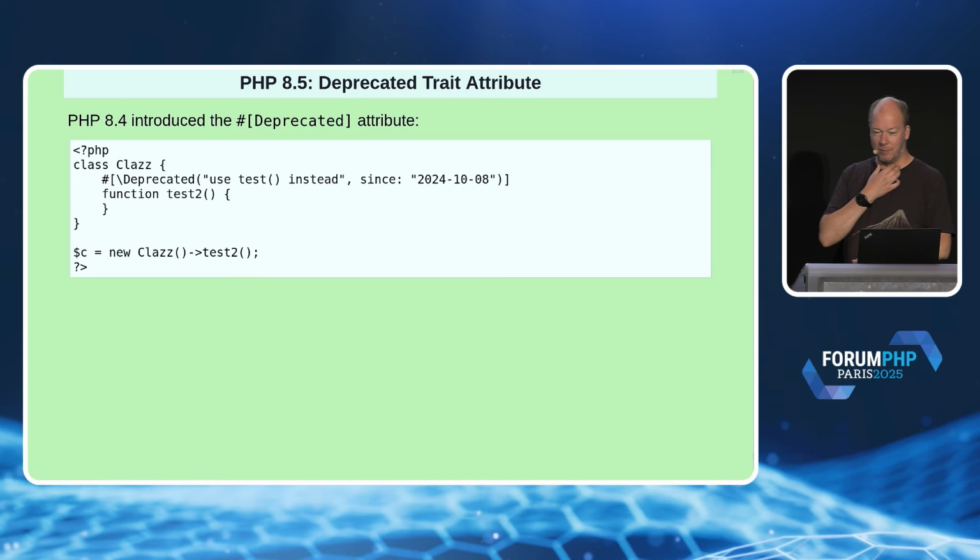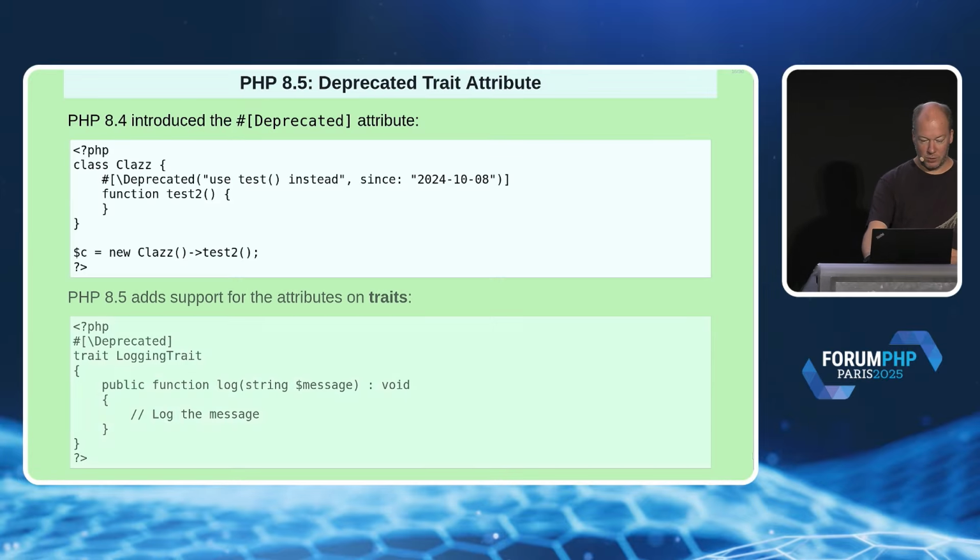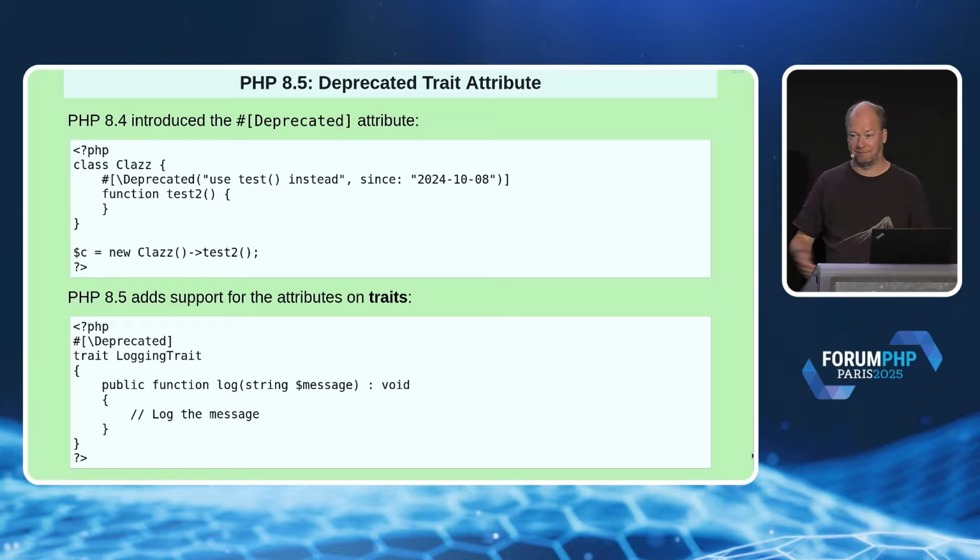Then we get a little bit more into attributes that we already had. So we have had this deprecated attribute. You could tag that to a function or a method or a bunch of other things. But you couldn't add it to a trait yet. So PHP 8.5 introduced deprecated on a trait as well.